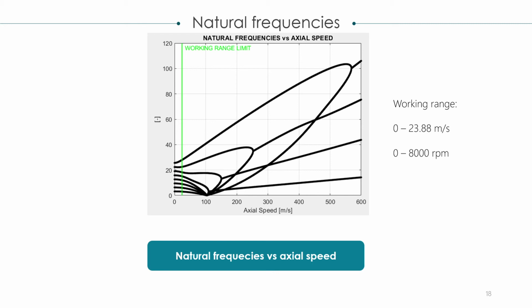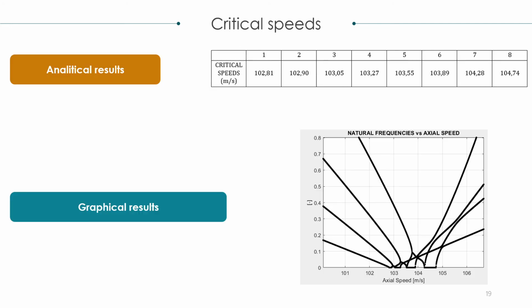It has to be mentioned that the prescribed working range of the belt is up to 23 meters per second, associated with 8000 RPM, and therefore not even close to our critical speeds. The earlier mentioned formula to calculate the critical speeds has been validated by the graphical result, as we can see by these values that the natural frequencies do indeed decrease to 0.